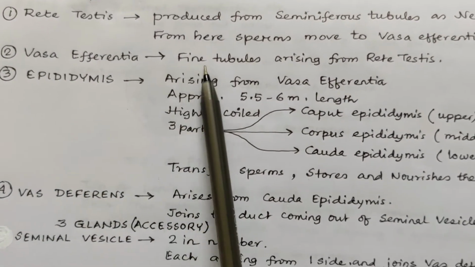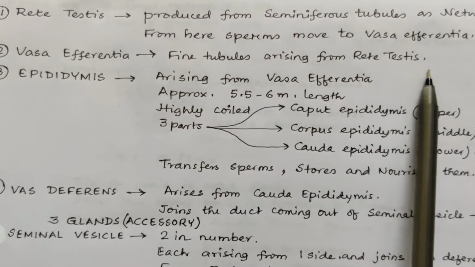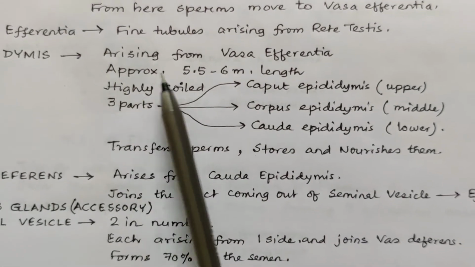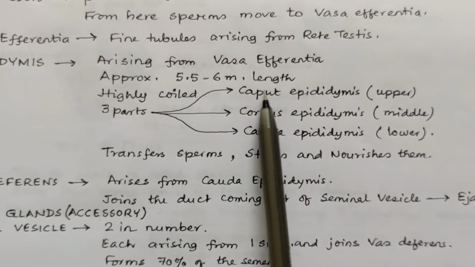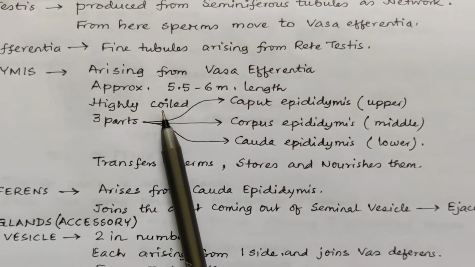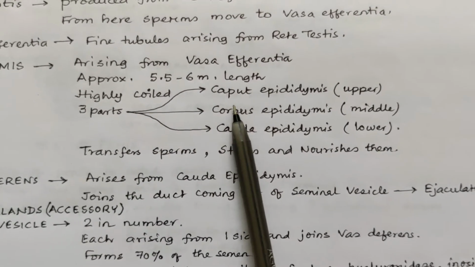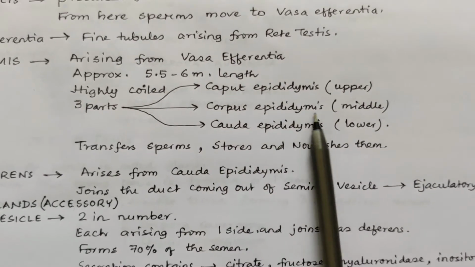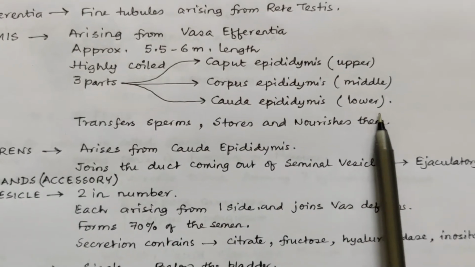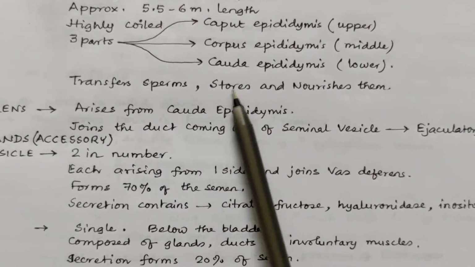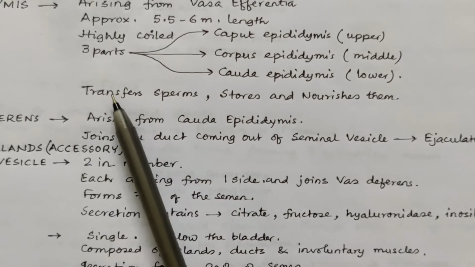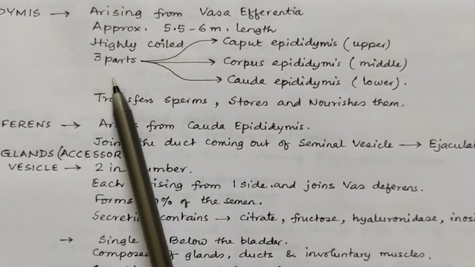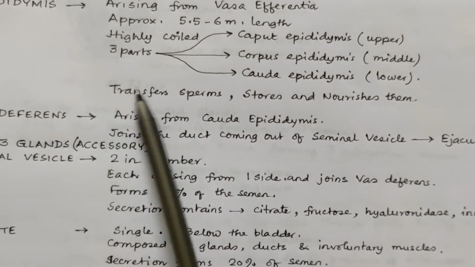Number 2 is the vasa efferentia. These are fine tubules arising from the rete testis. Number 3, the epididymis, arising from the vasa efferentia. This is approximately 5.5 to 6 meters in length. It is a highly coiled structure divided into three parts. As I told you, caput epididymis, the upper one, corpus epididymis, the middle one, and cauda epididymis, the lowermost. They have three functions: nourishing the sperms, storing the sperms, and transferring the sperms to the vas deferens.